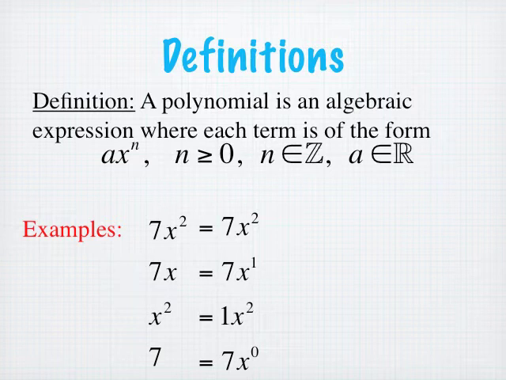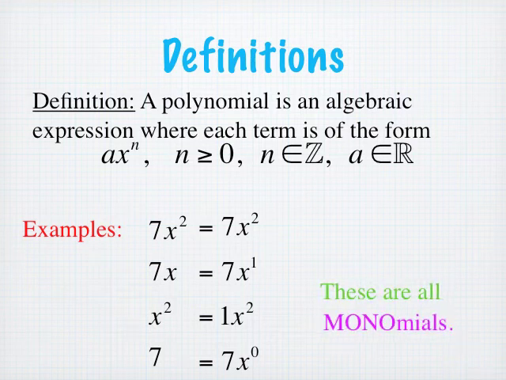So 7x squared is 7x squared. That's easy. 7x, we can think of that as being 7 times x to the 1 power. x squared, we'll think of that as just being 1x squared. And if we just have a plain old number, it still qualifies even if there's not a variable there, because we could think of the variable having a 0 exponent. So all of these are called monomials. We're studying polynomials, and poly means many, so those have many terms. These just have one term. Since we don't have any subtraction or addition signs, they are just a single term.